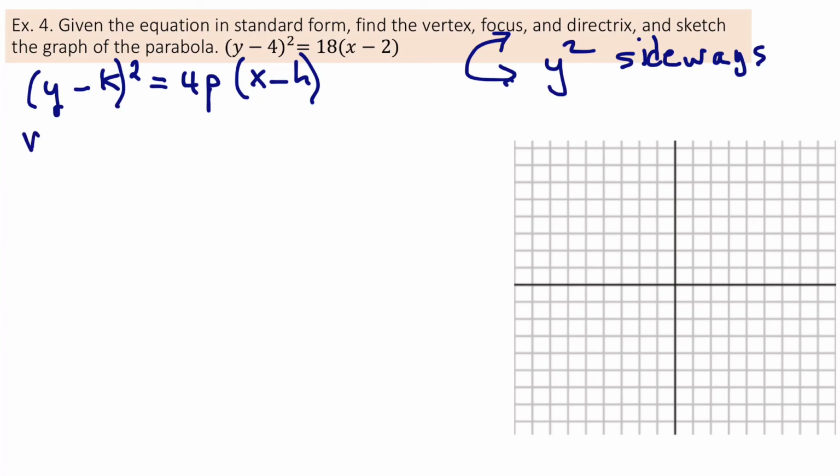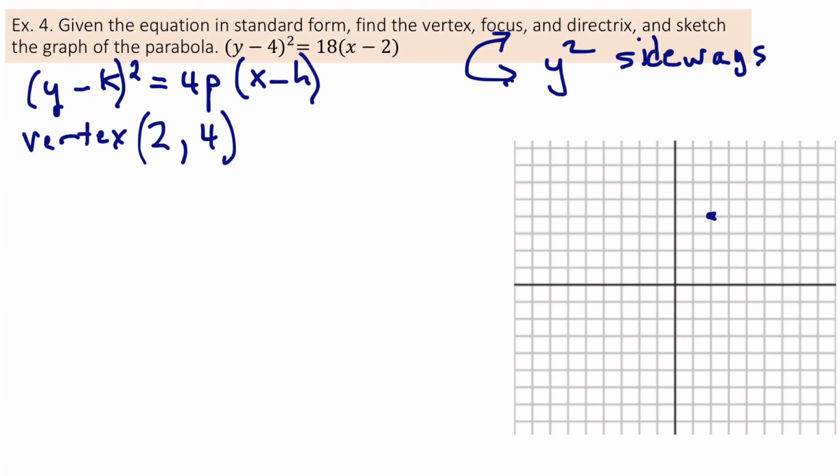So let's do the vertex first. Opposite sign for the x would be 2. Opposite sign for the y would be 4. So my vertex is (2, 4). Let's plot that. Next we'll figure out our focus.